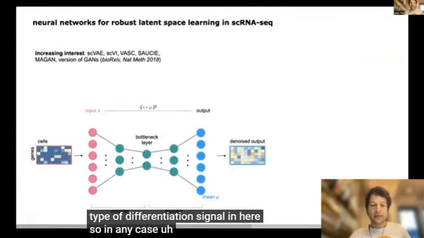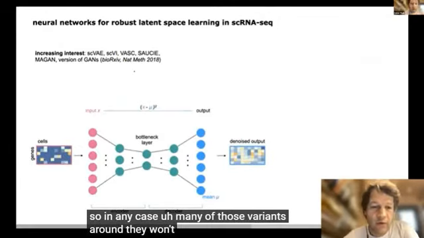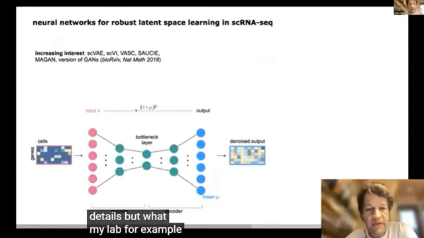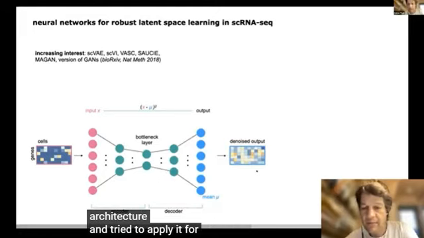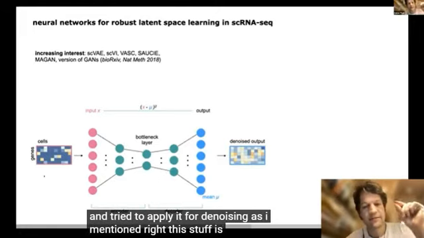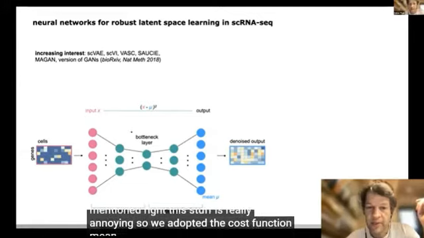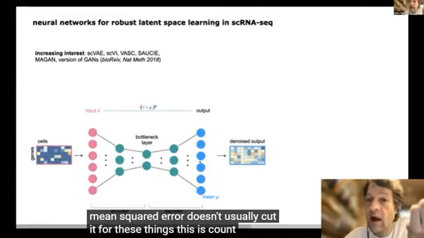So in any case, many of those variants are around, and I won't go through all those details. But what my lab, for example, has been doing is that we took this plain autoencoder architecture and tried to apply it for denoising. As I mentioned, this stuff is really noisy, so we adapted the cost function. Mean squared error doesn't usually cut it for these things. This is count data, right?